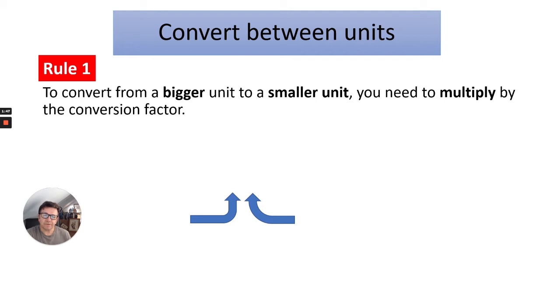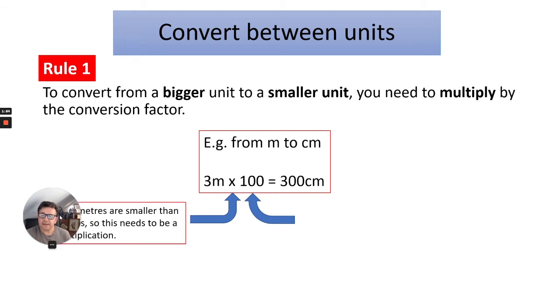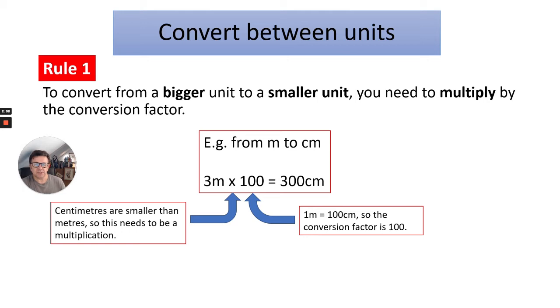multiply by the conversion factor. So here we have from meters to centimeters. Okay, so what we've got here is the centimeters are smaller than the meters, so this needs to be a multiplication. So 3 meters times 100, because 1 meter equals 100 centimeters, so the conversion factor is 100, so that would be 300 centimeters. It's important to know what the conversion factors are.